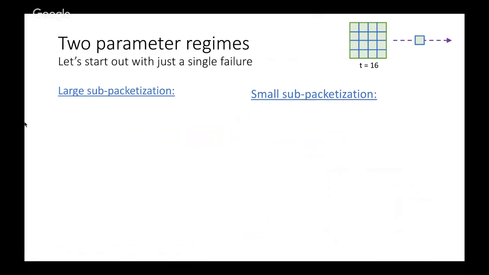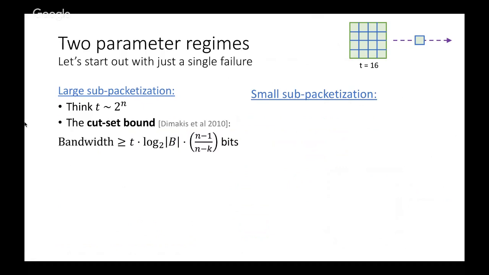And the two parameter regimes have to do with the level of subpacketization. So we should think about this as how many bits per node. When the subpacketization is very large, here large, think like exponentially large, really large, then the right thing to shoot for in terms of the best bandwidth we can get is something called the cut set bound.